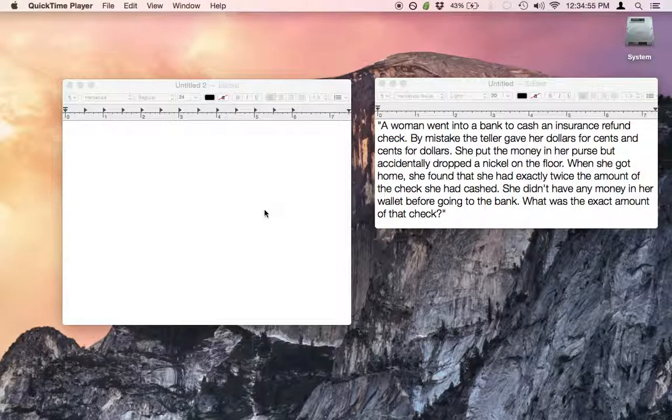Now, at first glance, this looks like a word problem that may have an algebraic solution. Perhaps a system of two equations and two variables. We're going to try an algebraic approach to solving this problem.